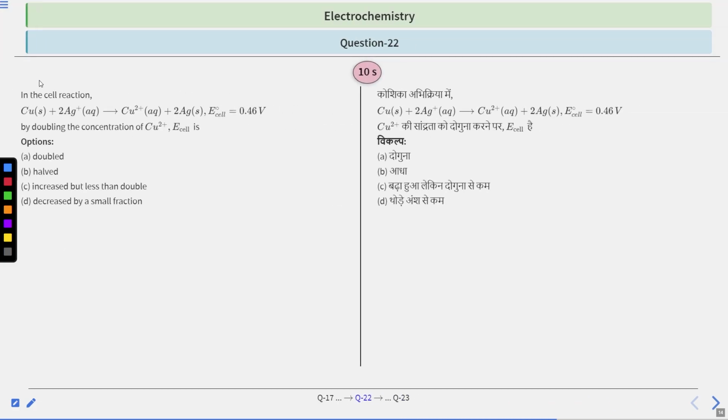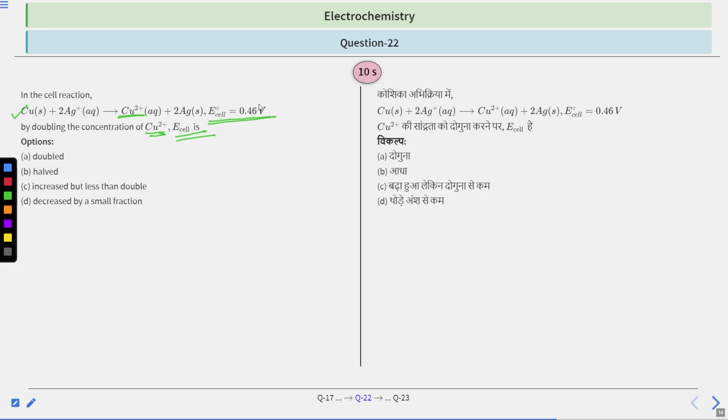Question number 22. In the cell reaction, copper plus 2 Ag positive giving us copper 2 positive plus 2 Ag, E naught for this cell reaction is 0.46 volt. By doubling the concentration of copper 2 positive, present on the product side, the E for the cell is? So what will be the effect on the E of cell, the potential of the cell, when we double the copper 2 positive concentration? Copper 2 positive is present on the product side, as you can see here in the reaction.